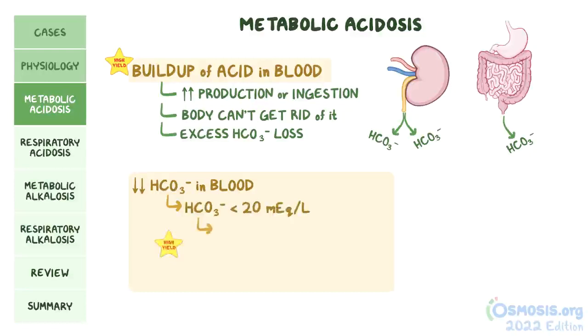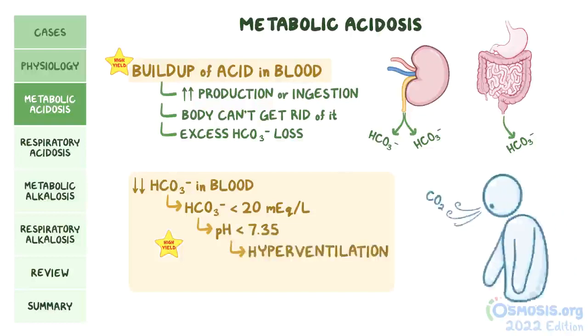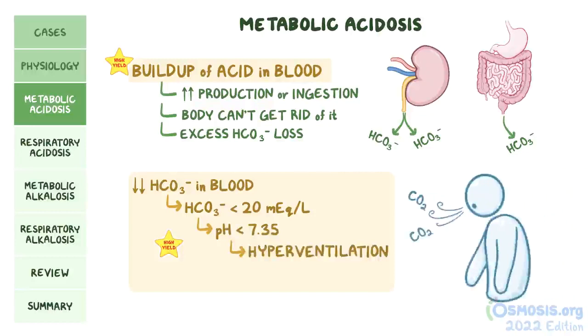As a result, the pH is lower than 7.35, and as a compensatory response, there's immediate hyperventilation in order to eliminate more CO2. By eliminating more CO2, PCO2 lowers and less hydrogen ions are produced.